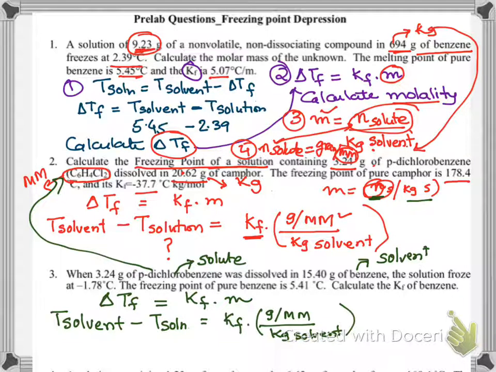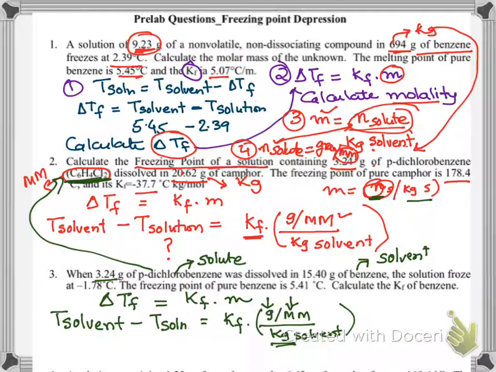So 3.24 grams of para-dichlorobenzene. So this 3.24, that is the grams of the solute. I can find out the molar mass of the solute using this formula. Then was dissolved in 15.40 grams of benzene. This is the mass of the solvent in grams. I can change it to kilograms.